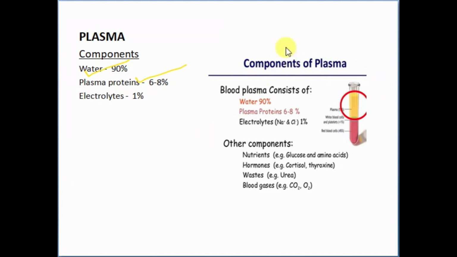Then here this diagram is given, and here they are showing that this is plasma, the yellow fluid. Then these are the other components in plasma. These are nutrients, hormones. Hormones also reach different parts of our body with the help of plasma. In our coming lessons, we'll also talk about the endocrine system. So there we'll discuss hormones. Okay, and these hormones travel through blood. Then waste and blood gases. So these are the components of plasma.